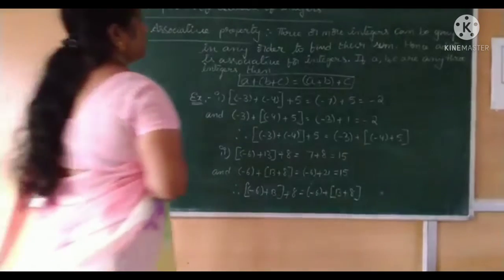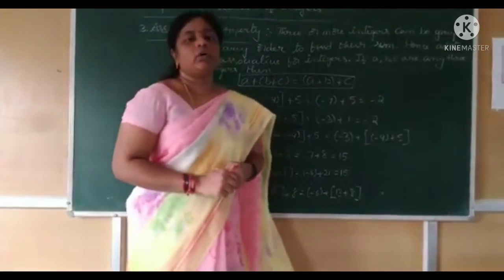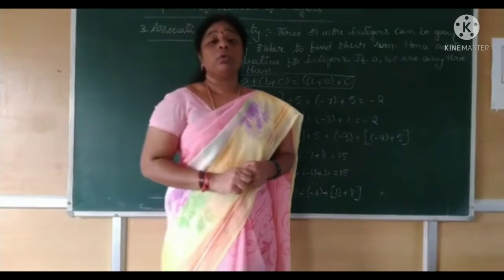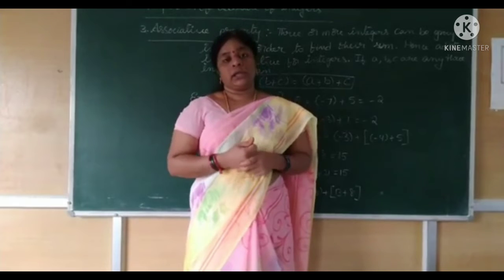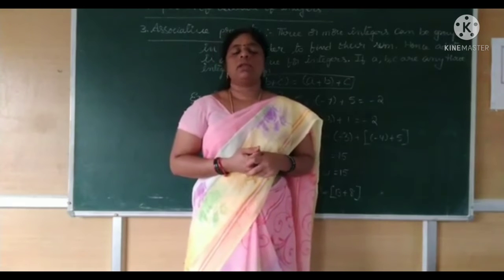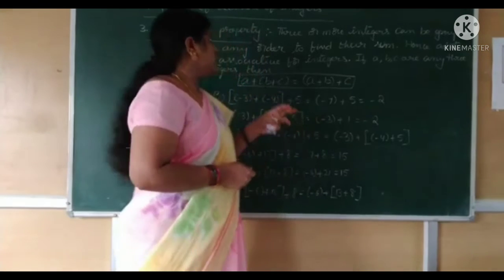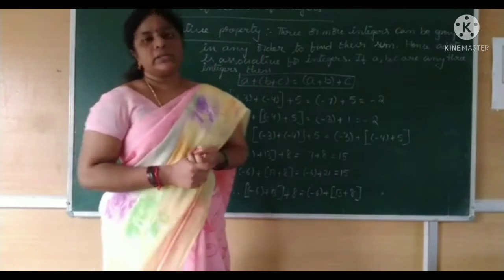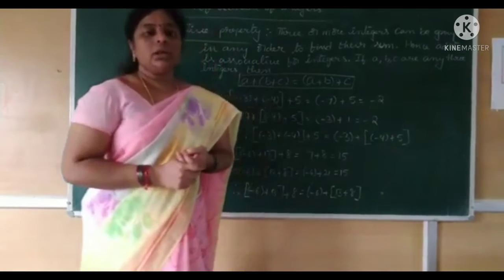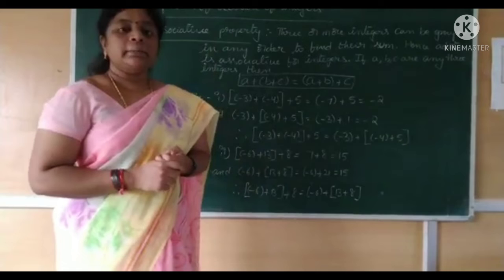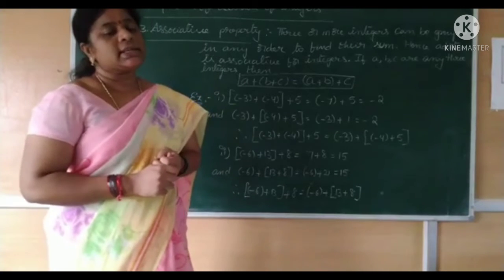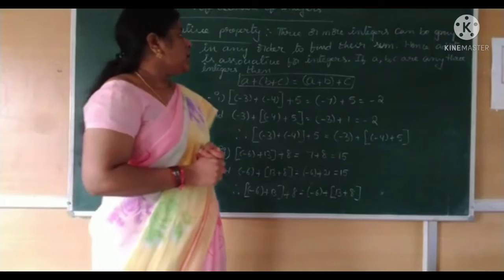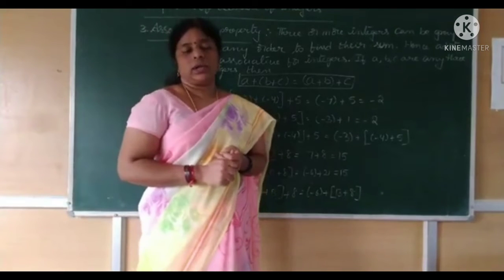Next, associative property. We know the associative property for whole numbers. 3 or more whole numbers can be grouped in any order to find their sum, and the result is the same. Like that here, 3 or more integers can be grouped in any order to find their sum, and the result is the same. Hence, addition is associative.